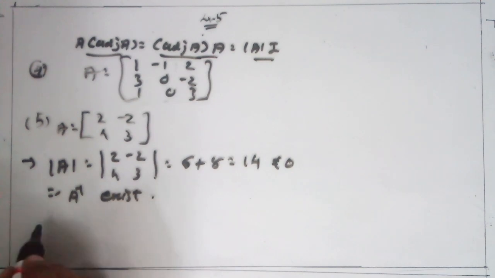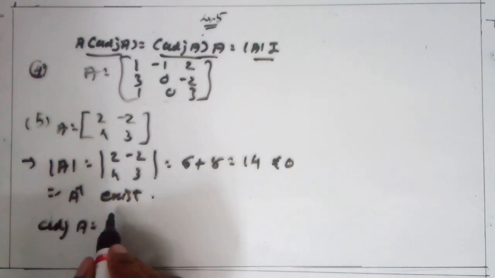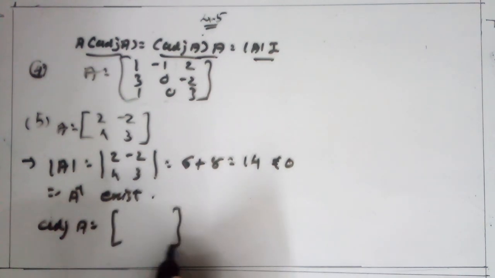Now find the adjoint of A. Adjoint of A is equal to, in a 2 cross 2 square matrix, we know how to find the adjoint of A.